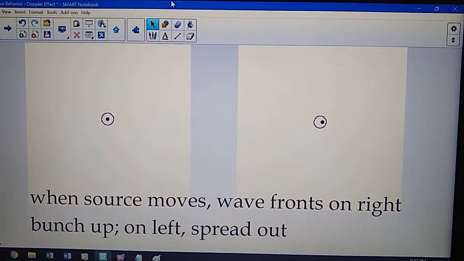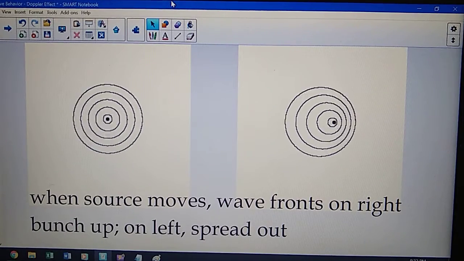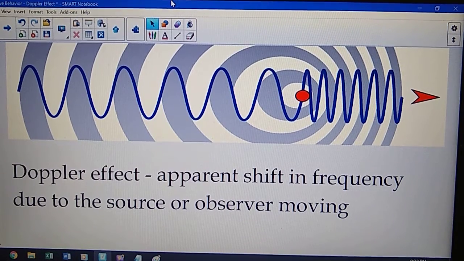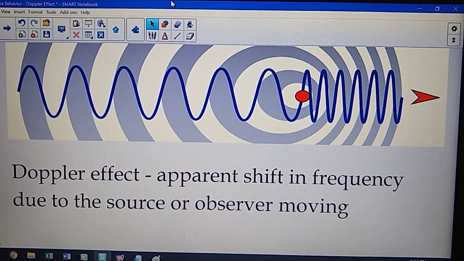So the wavefronts bunch up on the right and they spread out on the left when the source is moving. This is the idea of the Doppler effect. If you bunch up the waves or spread them out, there'll be a shift in their frequencies, an apparent shift in frequency due to the source or the observer moving. This would happen if you are moving or if what's producing the sound is also moving.